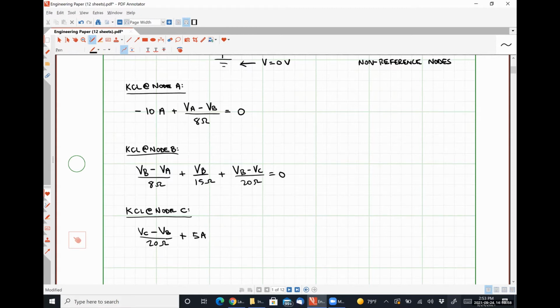So I now have 3 equations. Sorry, I need to set this equal to 0. And 3 unknowns.